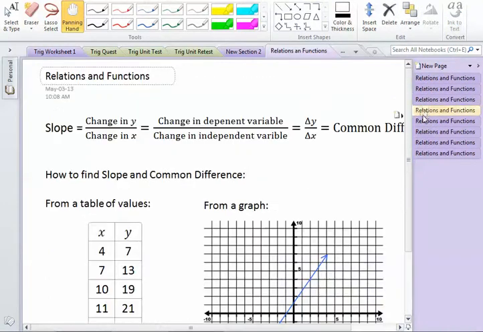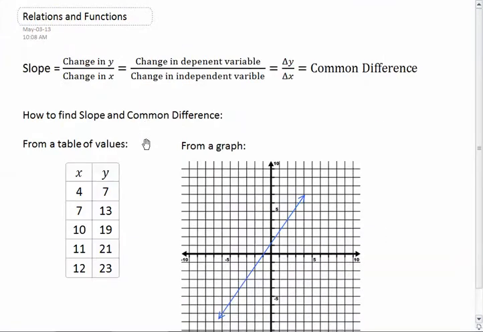So now what we're going to do is we're going to take a look at slope. So slope is defined as the change in y and change in x for a linear function. Okay? So in this case, change in y divided by change in x gives you the slope of a linear function. So we can also think of this as, because y is the same as the dependent variable and x is the same as the independent variable, this is the same as change in the dependent variable divided by change in the independent variable.